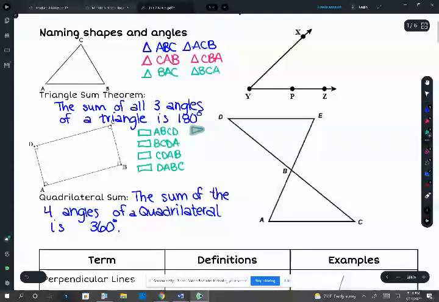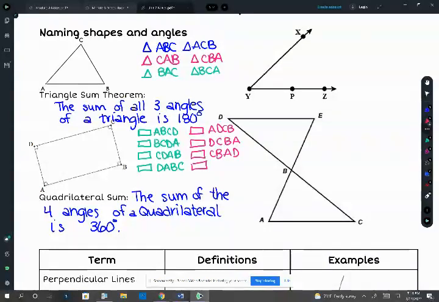And again, just forwards or backwards. So if I went A, D, C, B, I could do D, C, B, A, C, B, A, D, and I could do B, A, D, C. I can put it in whatever order, but it's exactly still the same shape.